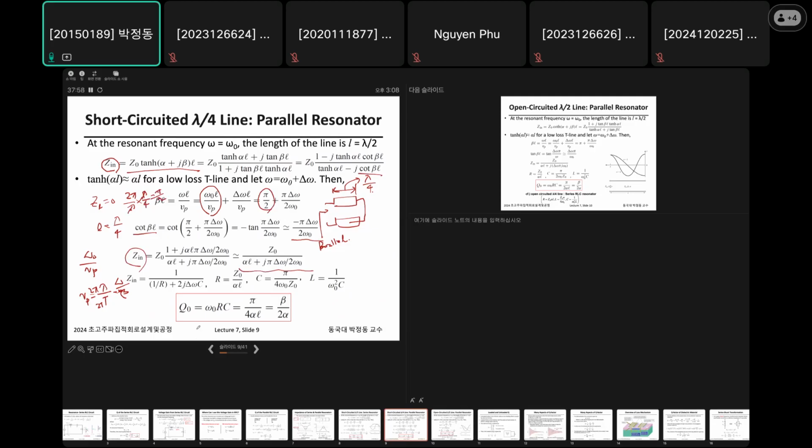With this condition, R is G naught divided by alpha L, which is 1 over G. C is pi divided by 4 omega 0 G naught. And if you put them together, you still get the quality factor expressed by beta divided by 2 alpha. Same.